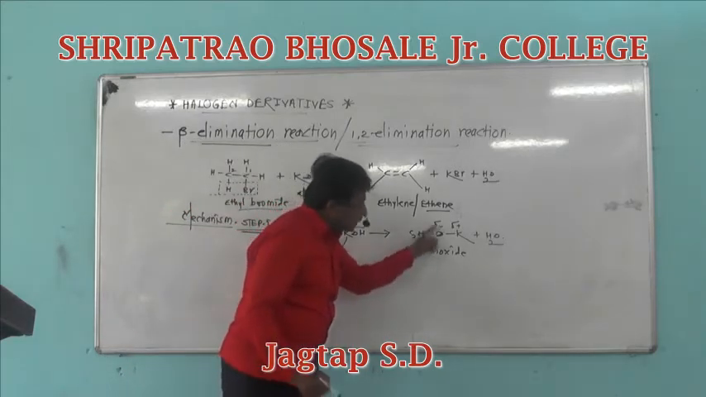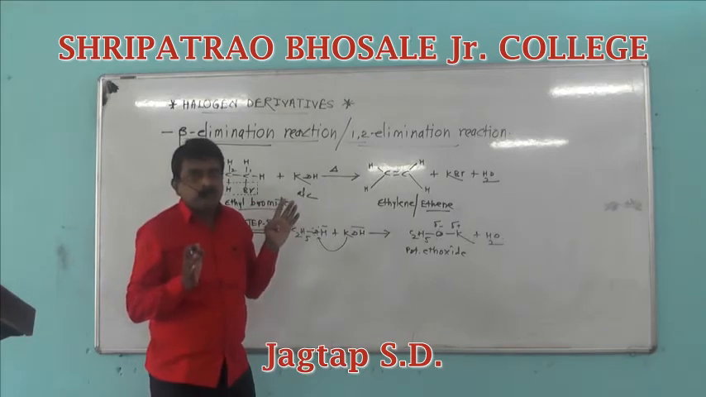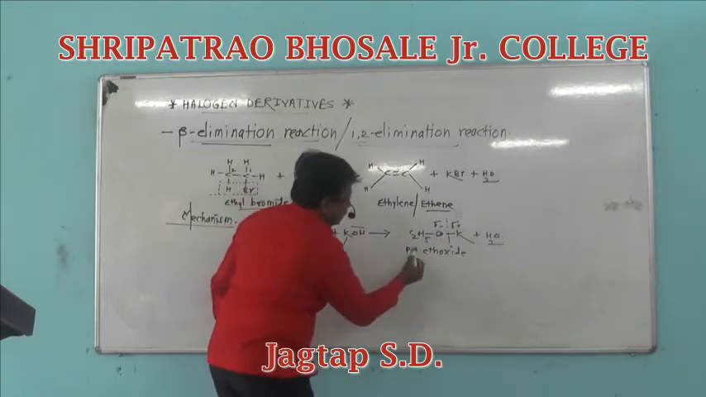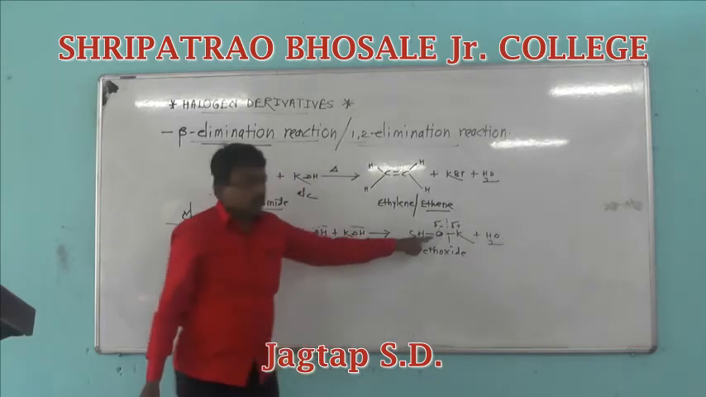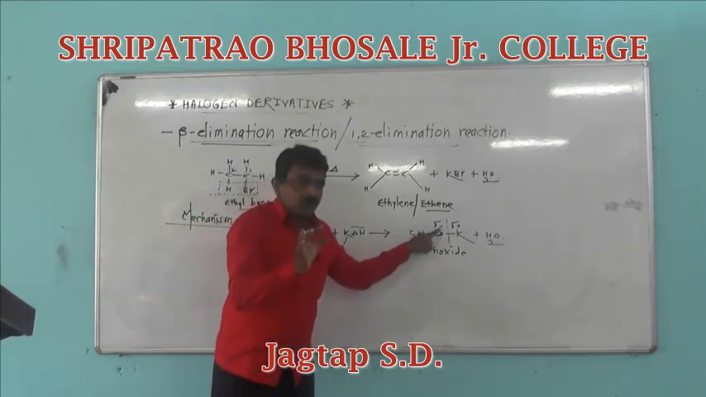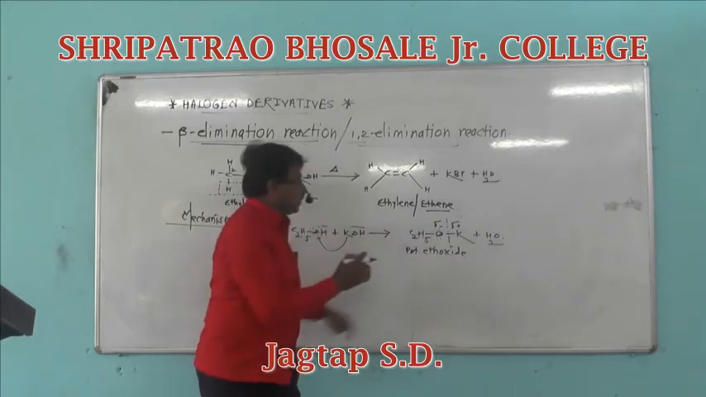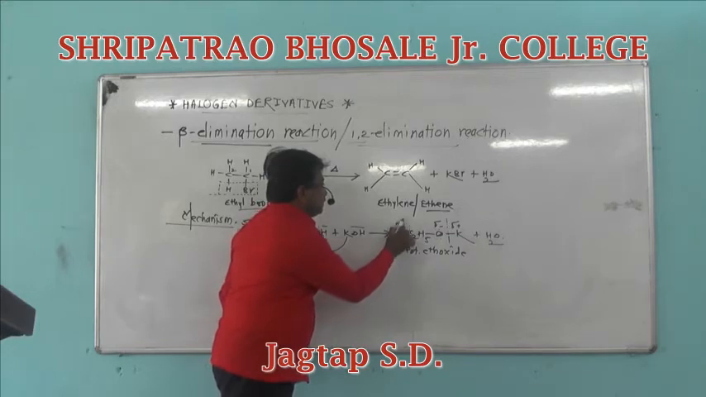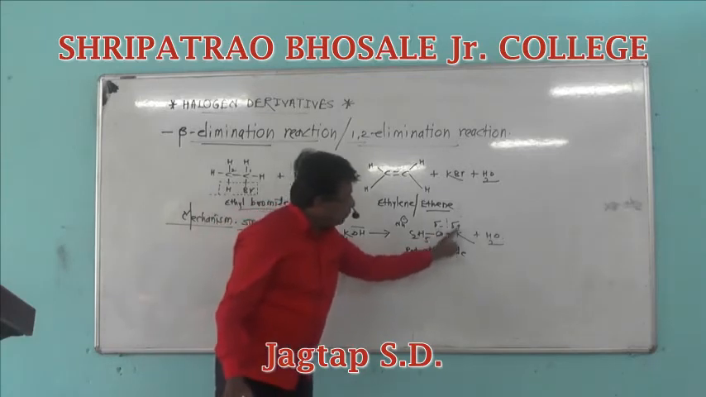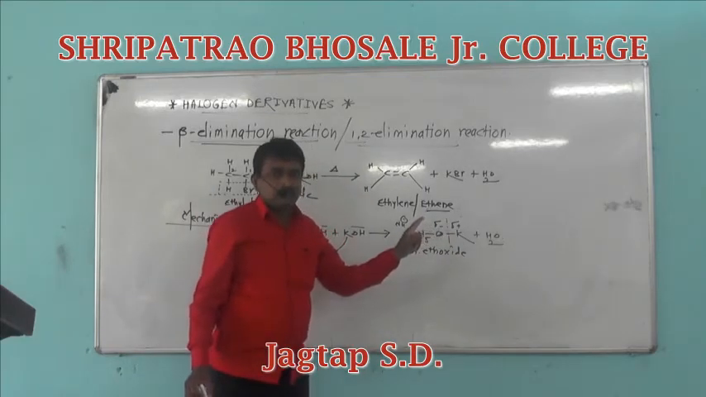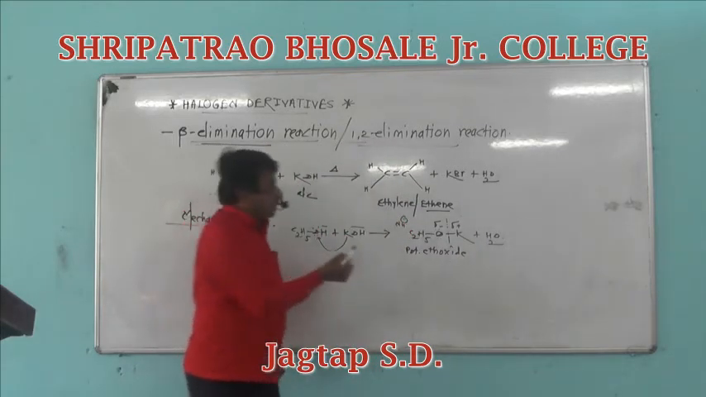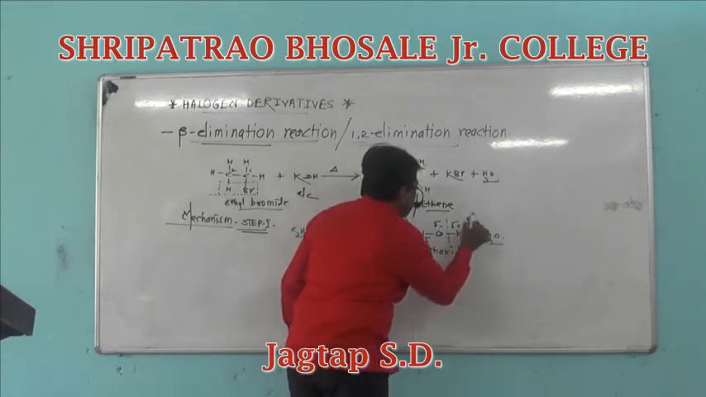Here O carries a partial negative charge. Therefore, here the ethoxy group, C2H5O, carrying a unit negative charge, acts as a nucleophile. And K plus, that is potassium carrying the unit positive charge, acts as an electrophile.